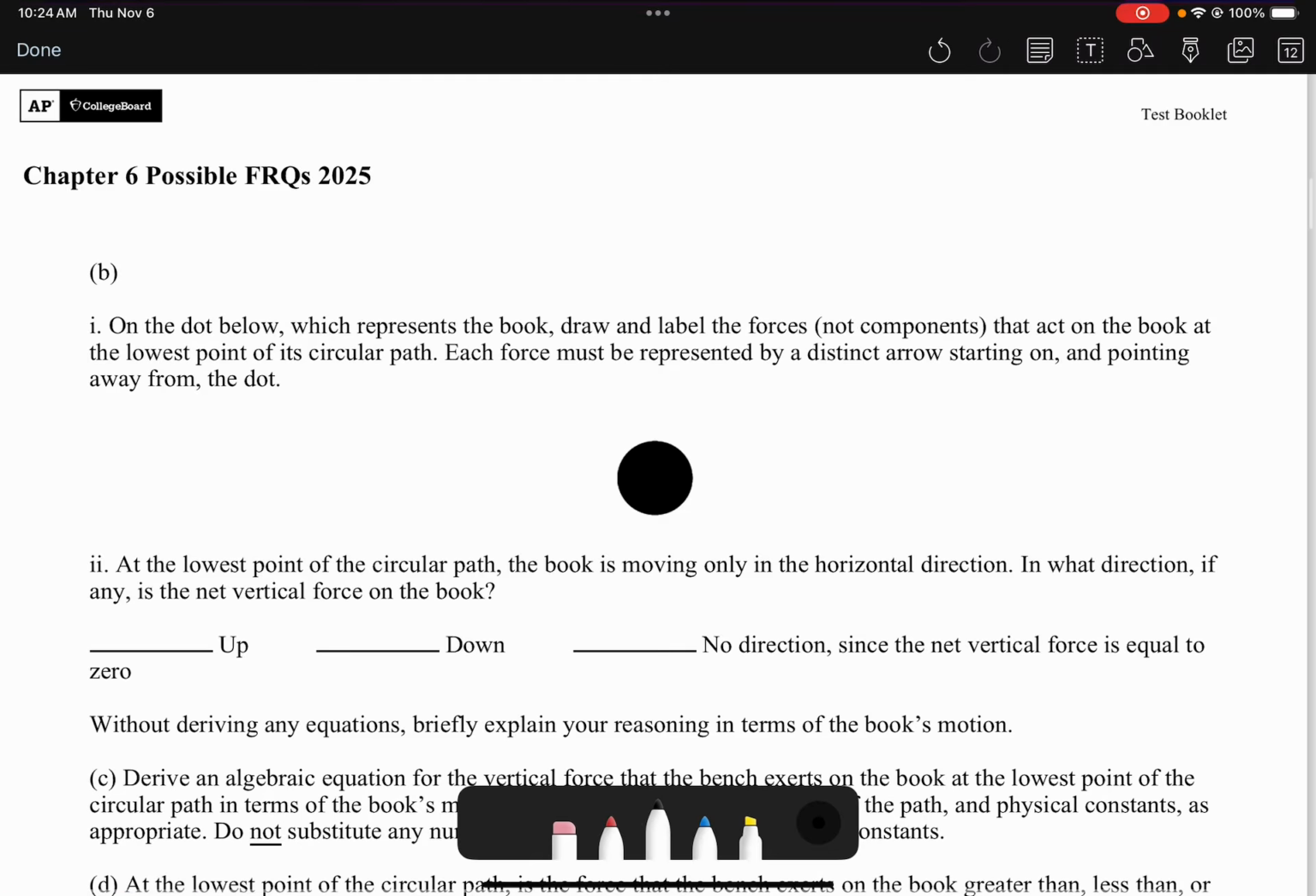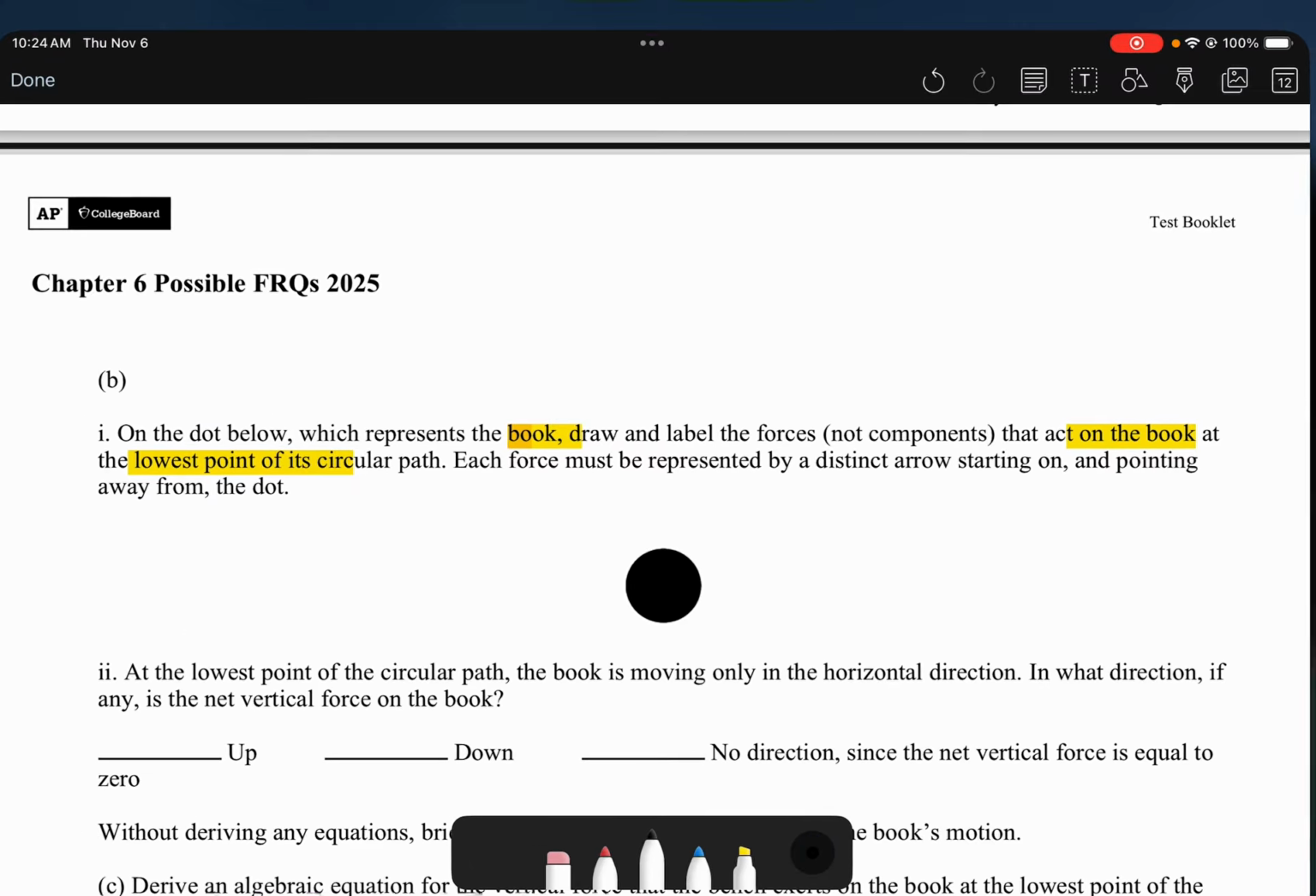Moving on to part B. On the dot below, which represents the book, draw and label the forces, not components, that act on the book at the lowest point of its circular path. Be careful about your arrows. Make sure that you draw them correctly.